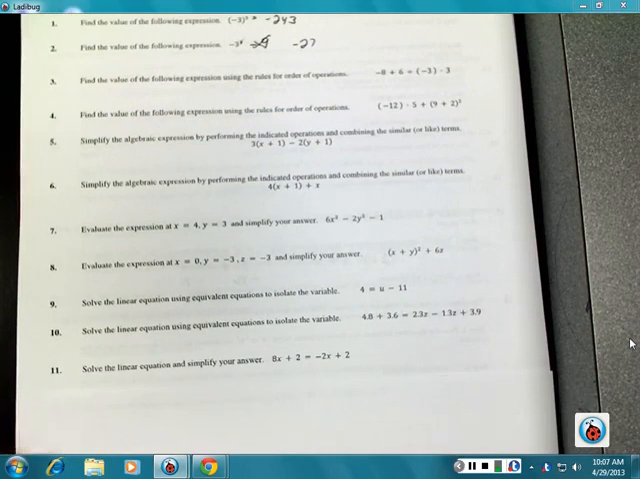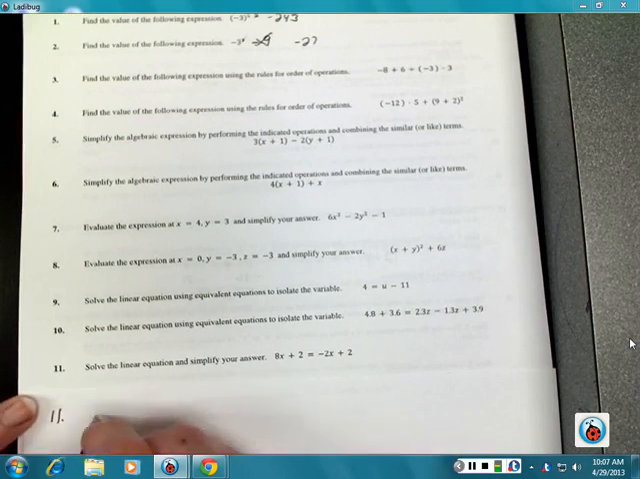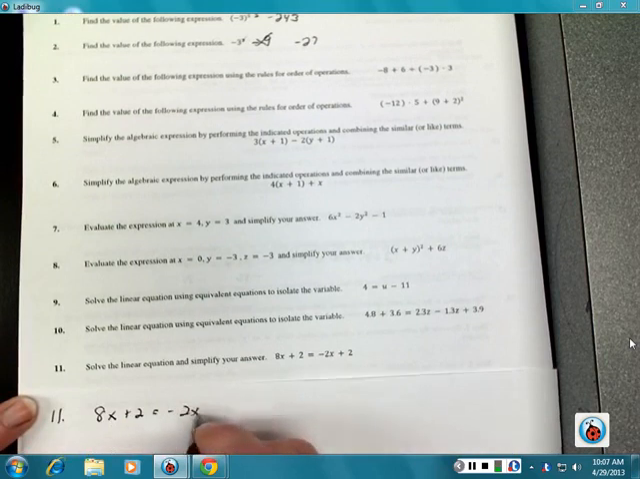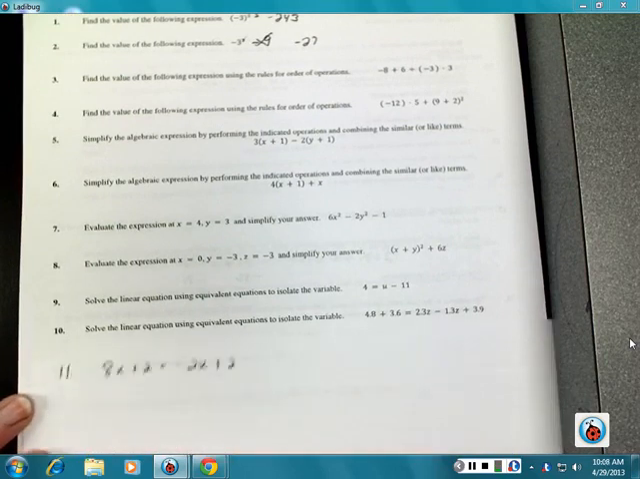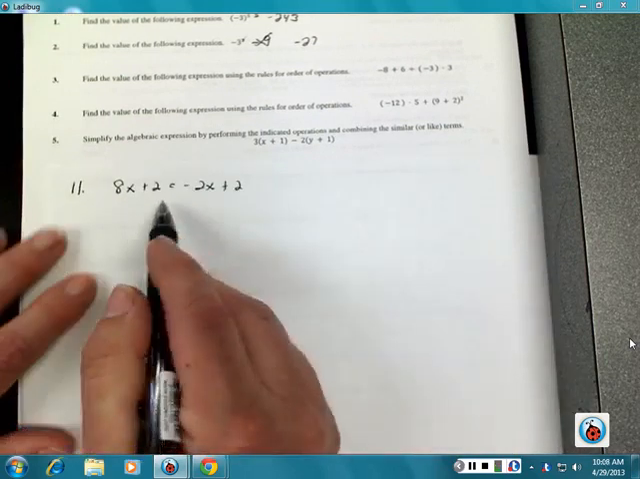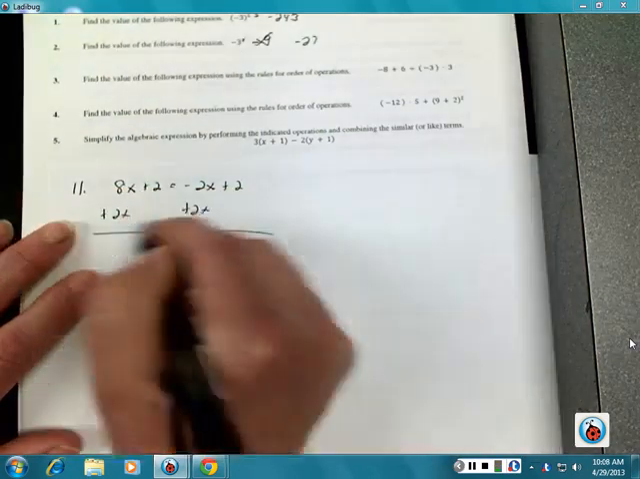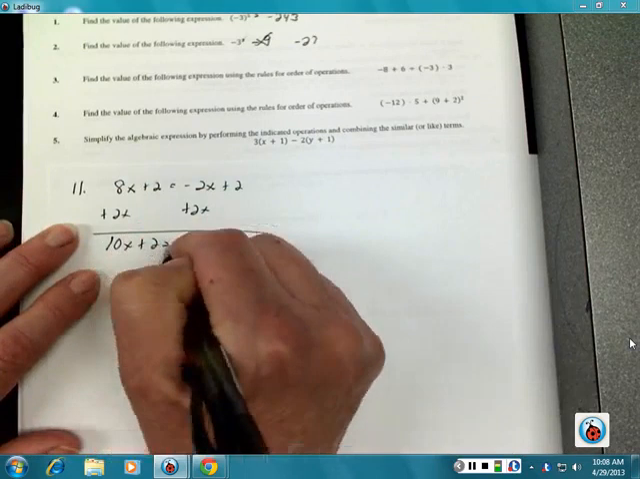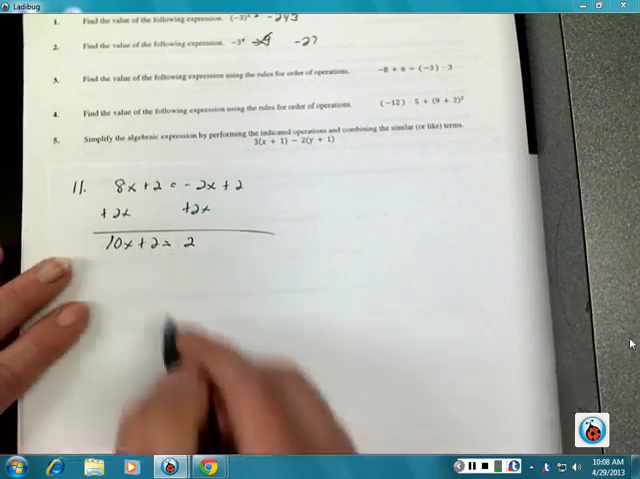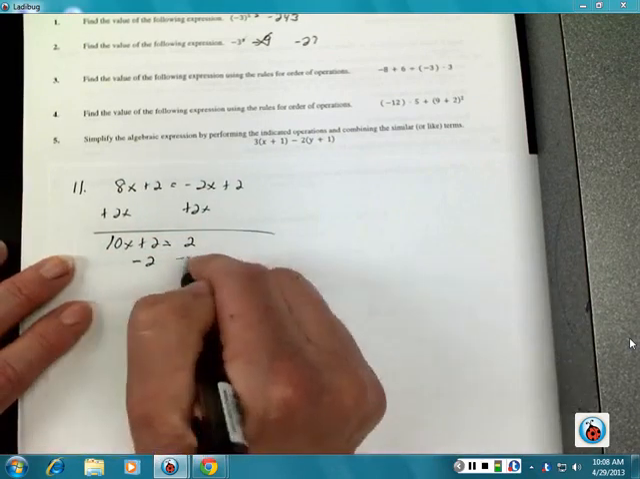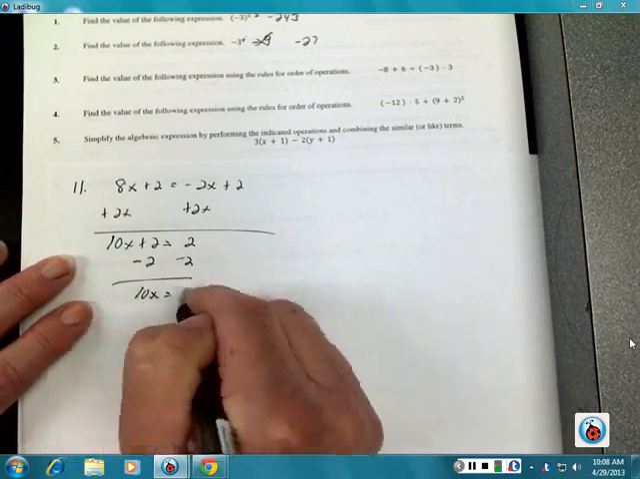You cannot divide by 0. Well, let's figure out 11. x plus 2 equals -2x plus 2. So if I solve this one, I need to get my x's together, so I'm going to add 2x. That gives me 10x plus 2 is equal to 2. Subtract 2 from both sides, and I get 10x is equal to 0.